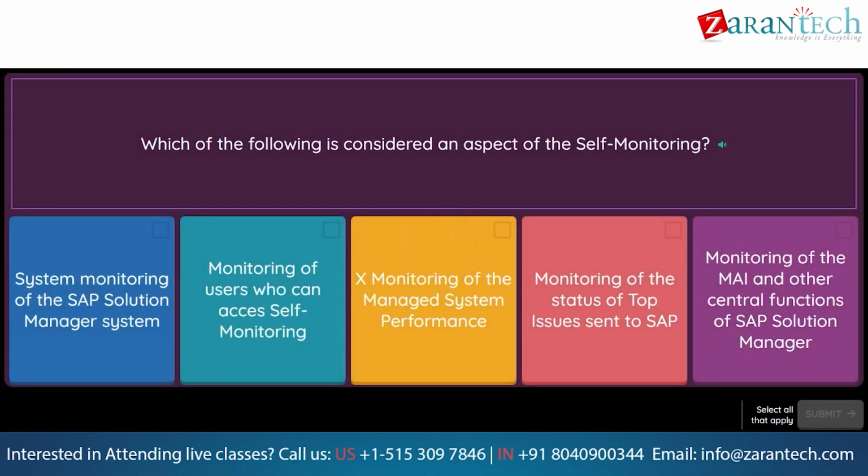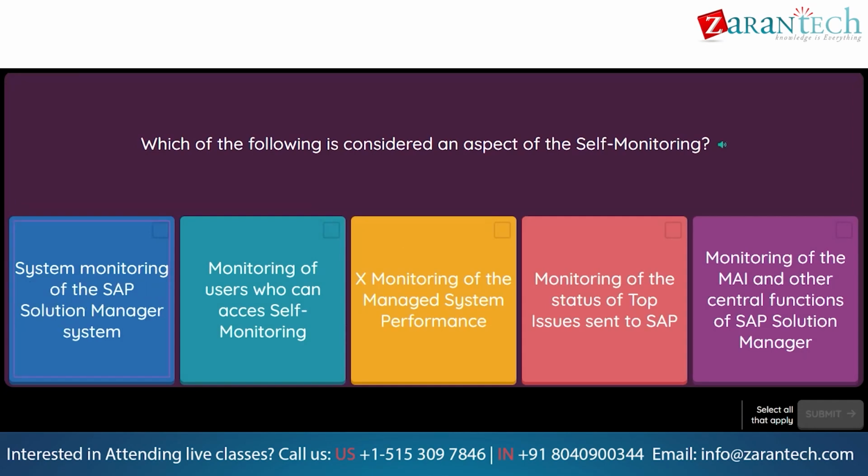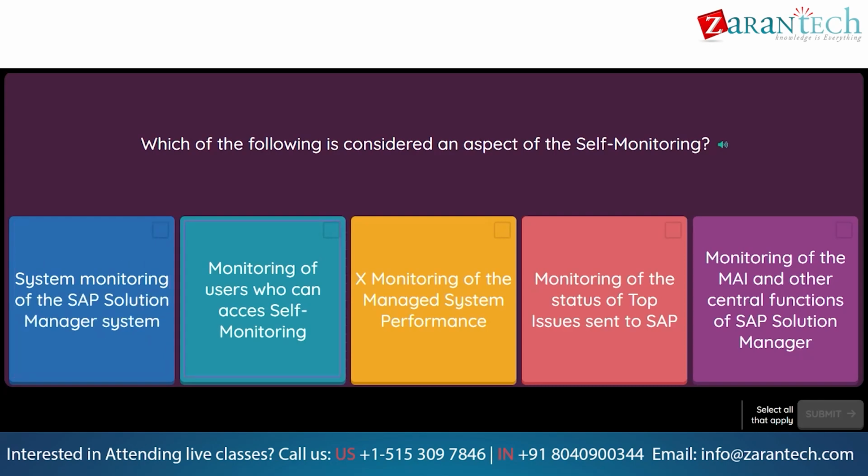Question: which of the following is considered an aspect of the self-monitoring? Option 1, system monitoring of the SAP Solution Manager system. Option 2, monitoring of users who can access self-monitoring. Option 3, monitoring of the managed system performance. Option 4, monitoring of the status of top issues sent to SAP. Option 5, monitoring of the MI and other central functions of SAP Solution Manager.